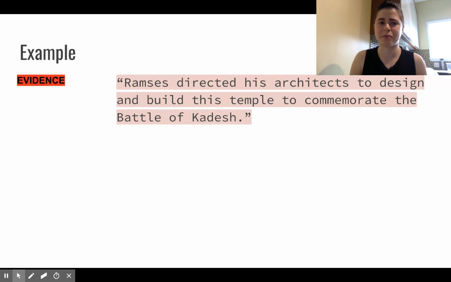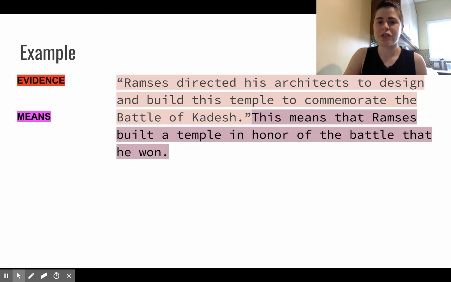So let's look at an example. So we've got our evidence. Ramses directed his architects to design and build this temple to commemorate the Battle of Kadesh. This is from our Ramses essay about whether Ramses was great or not. So I'm going to put it in my own words. This means that Ramses built the temple in honor of the battle that he won. Notice how I'm not repeating the words in here. I'm putting it in my own words.